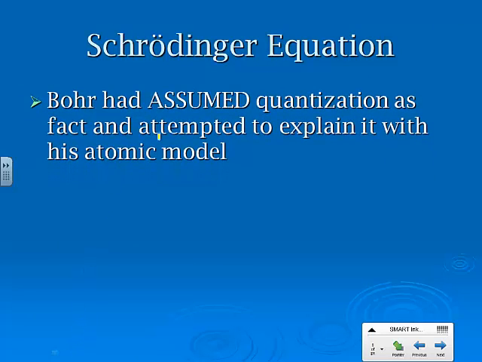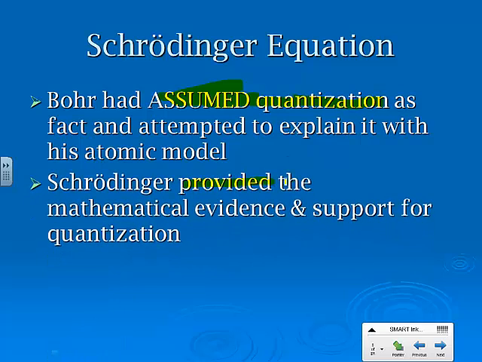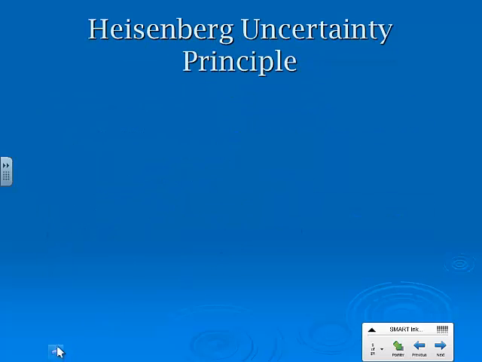Now again, we've seen this before. Bohr assumed quantization as fact and attempted to explain it with his atomic model. Schrodinger provided the mathematical evidence and support. So this was a pretty big deal at the time.